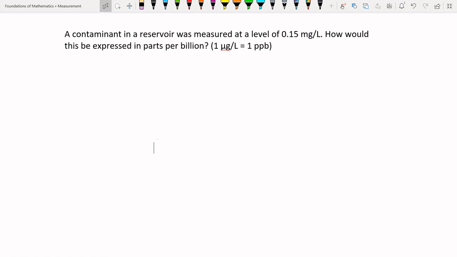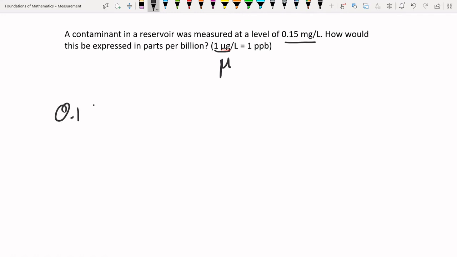Okay, we need to get this in parts per billion. And what we know here is that 1 microgram, this is the symbol, it's mu from the Greek. It stands for micro in the metric system, which is 1,000,000 times as small as the base unit of grams. 1 microgram per liter equals 1 part per billion. So we need to change 0.15 milligrams per liter to micrograms per liter, and then we can convert directly into parts per billion.